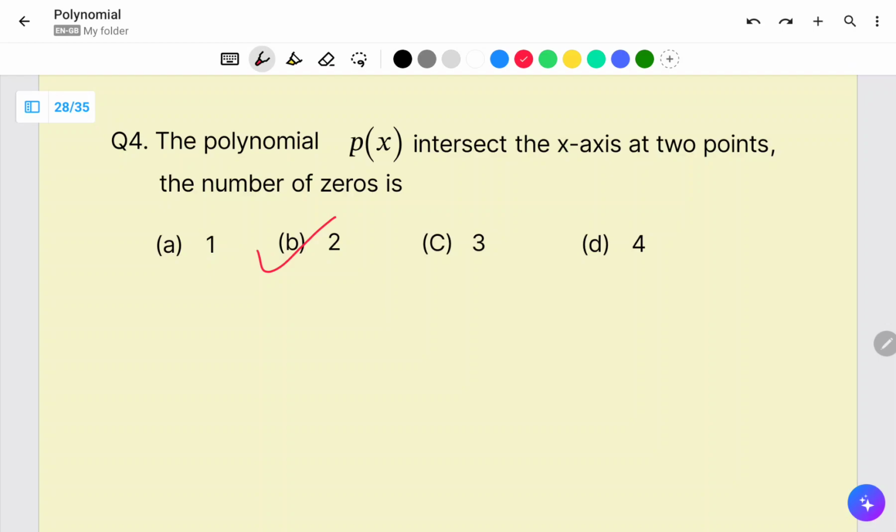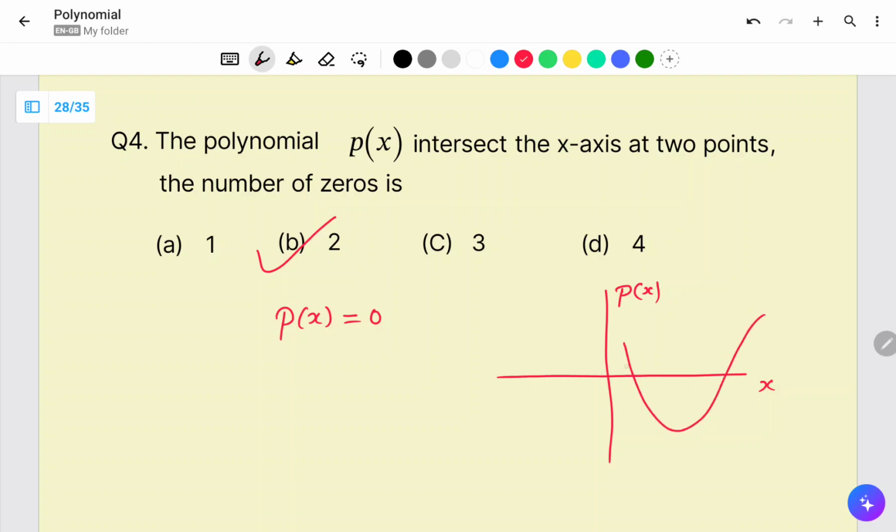Since p(x) intersects the x-axis at 2 points, it means that at two particular x values, p(x) is equal to 0. For example, suppose this one is the y-axis, this one is the x-axis. So this y-axis, let me put as p(x). If we plot the graph of p(x) as a function of x, suppose we have this graph. So here at this point p(x) is 0, and at this point also p(x) is 0.